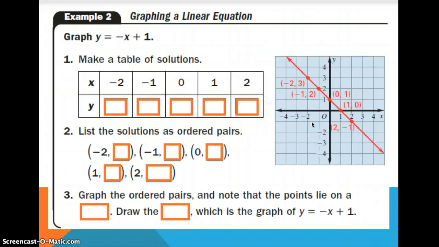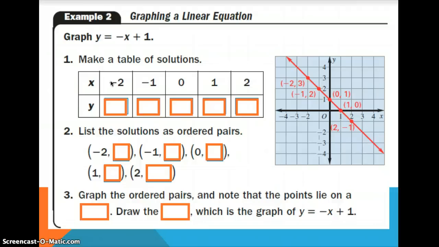Example 2. You first need to graph y equals negative x plus 1. Make a table of solutions. They told you what the x values are: negative 2, negative 1, 0, 1, and 2. If they do not tell you what the x values are, you want to put the x values as negative 2, negative 1, 0, 1, and 2. We will always use these 5 values because it's a nice graph. It's 2 negatives, it's 0 in the middle, and it's 2 positives.